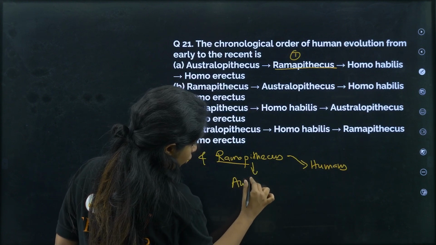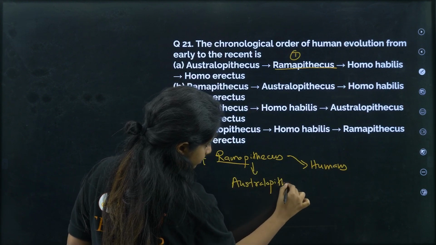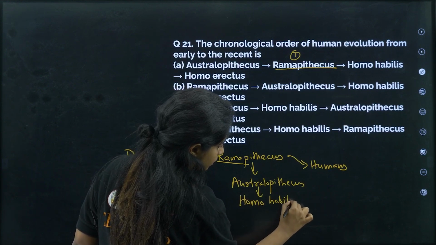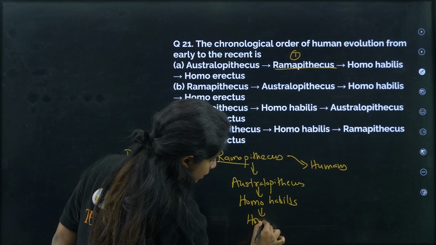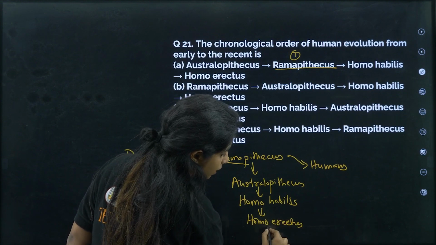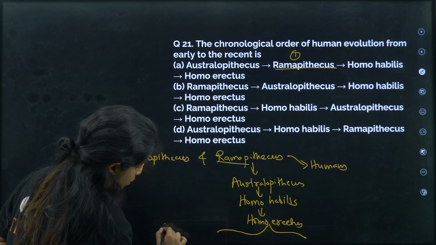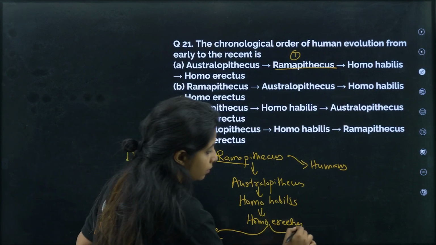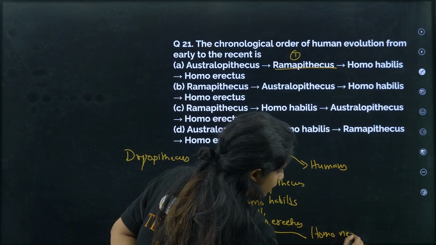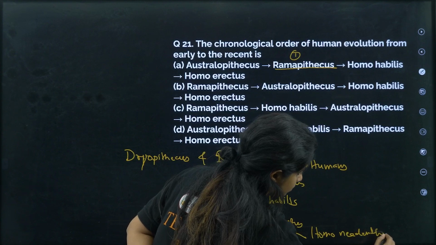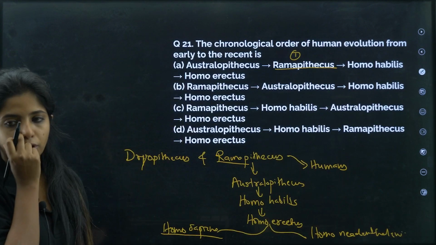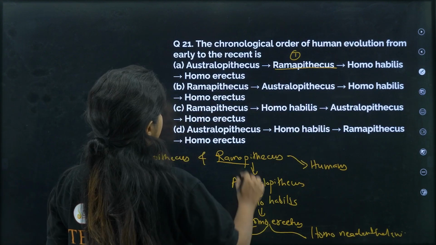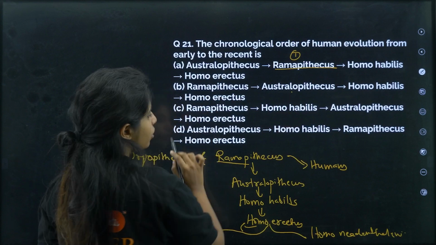After this comes Australopithecus. Then from here, the first human-like, Homo habilis. Then Homo erectus. Then from here, Homo sapiens, that is the modern day human. This is the most recent one. And then Homo neanderthalensis. So this is the order. We have to go according to this order. In between this, there is one more thing, but in your NCERT, it's not mentioned. So Australopithecus and then Ramapithecus, that cannot be true. Ramapithecus, then Australopithecus, then Homo habilis, Homo erectus, that is true.